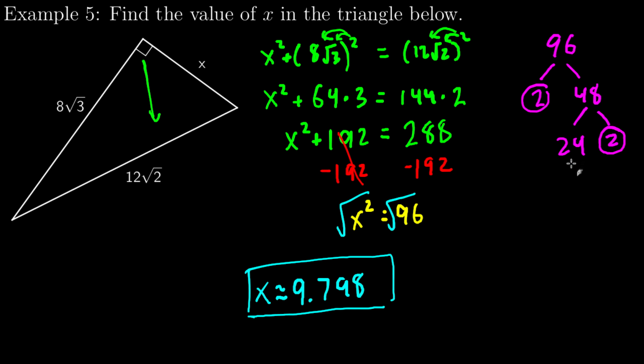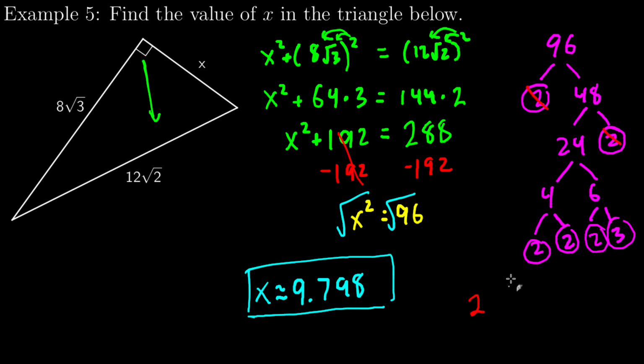And I could keep going. I'll break this down a little bit quicker. So 24 is 4 times 6, and 4 is 2 times 2, 6 is 2 times 3. And now I look for pairs. So I have a pair of 2's, that comes out. I have another pair of 2's, that comes out. I have no more pairs, but I have a 2 and a 3 left over, so those stay in the square root. And my final answer, after all is said and done, will be 4 square root of 6.